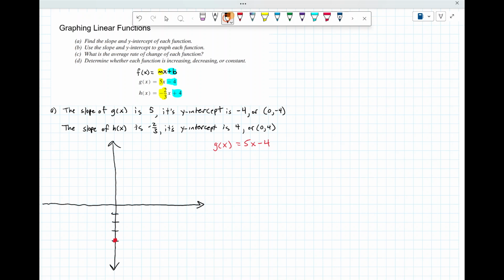Next, I'm going to use the slope to find the next point. So I know that my slope is equal to 5. And I like to express this as a fraction. And remember, this is basically my rise over my run. And since I have a positive 5, that means I'm going up 5.